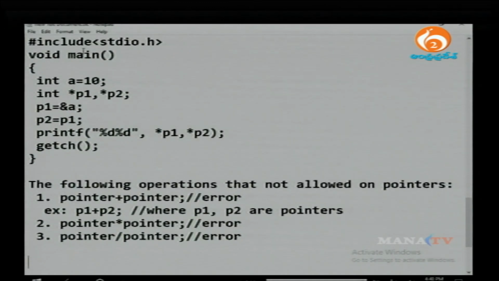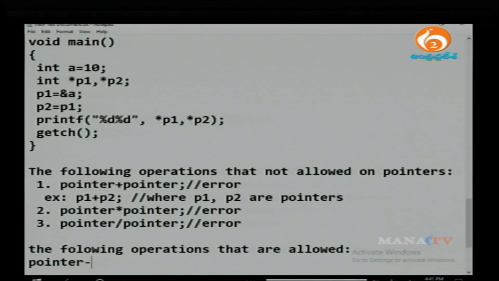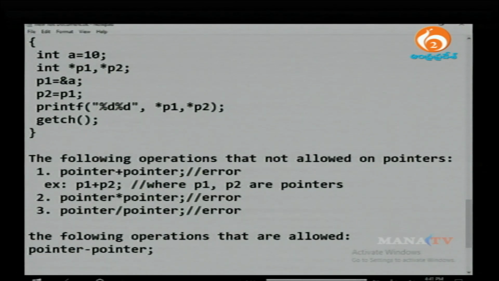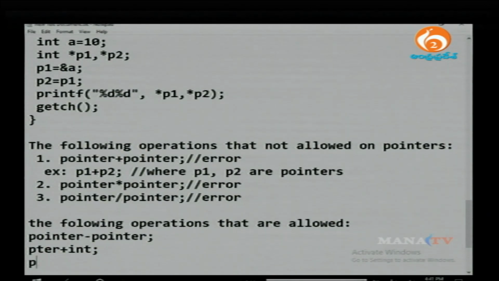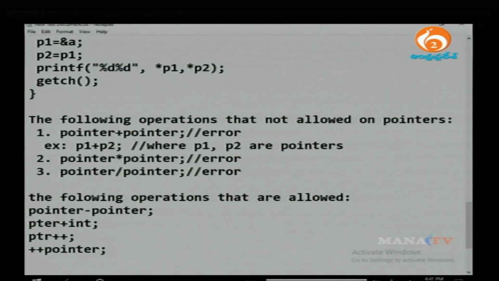So what are the operations that are allowed? The following operations are allowed on pointers: pointer minus pointer is allowed, pointer plus integer okay, pointer plus plus okay, plus plus pointer okay, pointer equal to pointer okay. These are the operations that can be allowed on pointers.